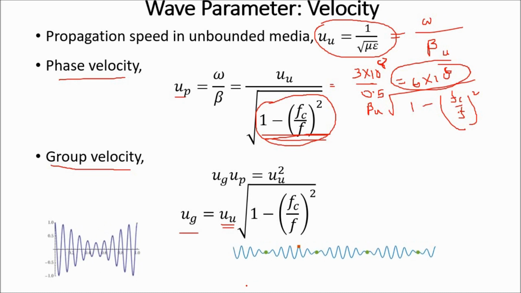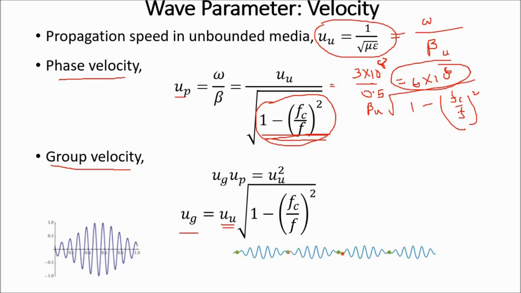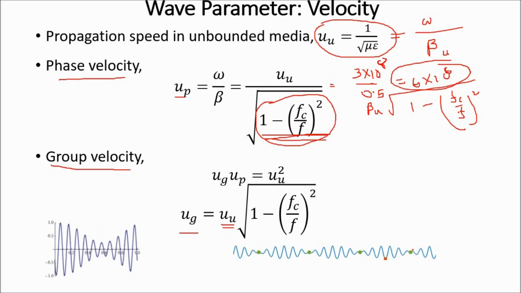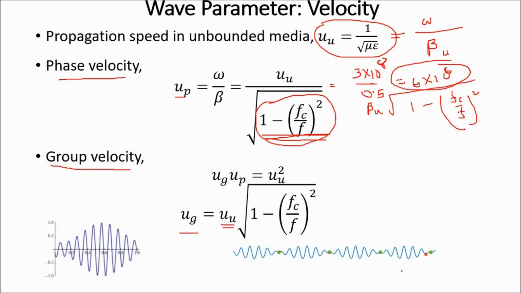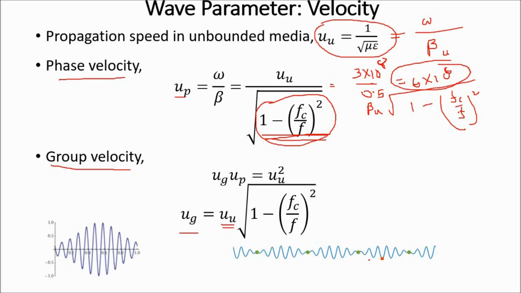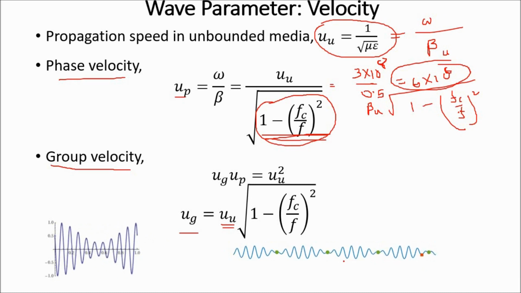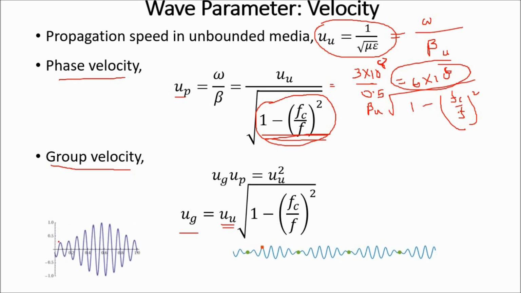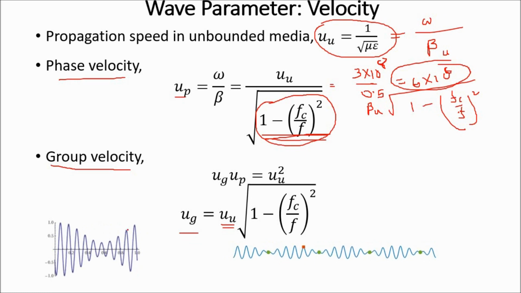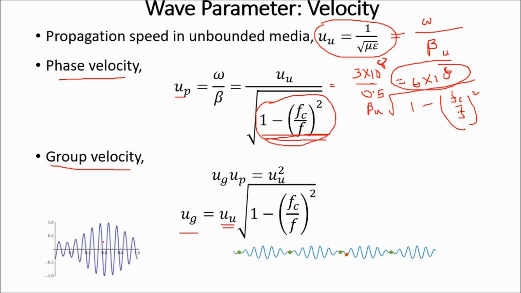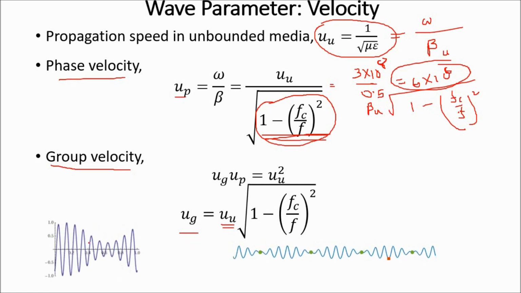Red dots, when it travels from one side to the other side, it passes two of this green. So that means the group velocity is one half of the phase velocity. And here you can see the waves have some envelopes. The envelopes are moving. Also the amplitudes are changing.